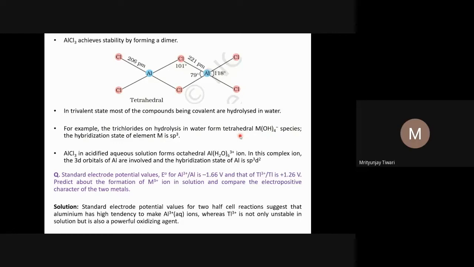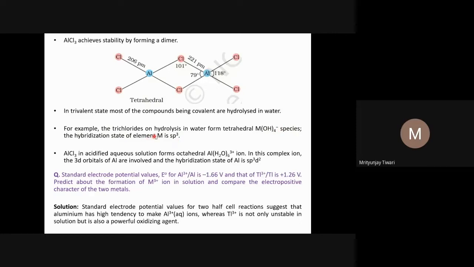Still there is one empty orbital, and the extra water molecule will go and an H plus ion will be removed. Finally, the MOH4 minus species will be formed because of the hydrolysis. It means one extra H plus ion is removed, and that's why this solution will become acidic in nature. So this trichloride on hydrolysis in water forms the tetrahedral MOH4 minus species.